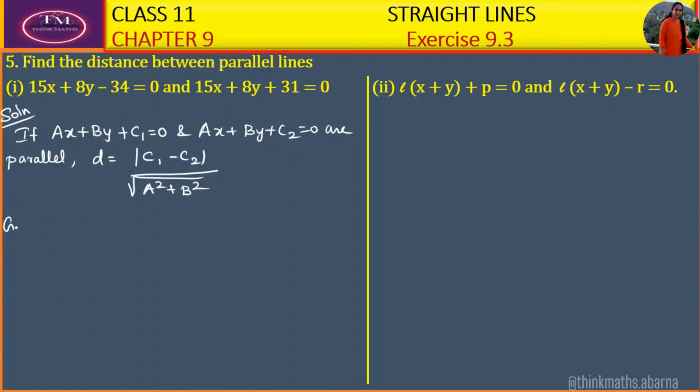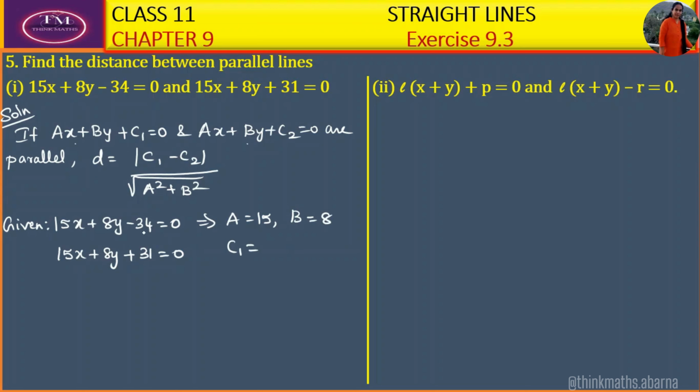Now what is given? It is given that 15x plus 8y minus 34 equal to 0. Another equation is 15x plus 8y plus 31 equal to 0. Now if you compare with the general equations, we get a is equal to 15, b is equal to 8, c1 equal to minus 34, c2 is equal to plus 31. So now what is the distance? Distance is modulus of c1 minus c2.